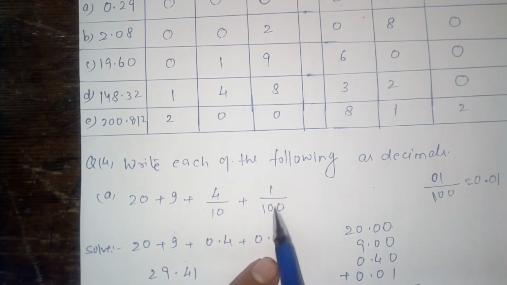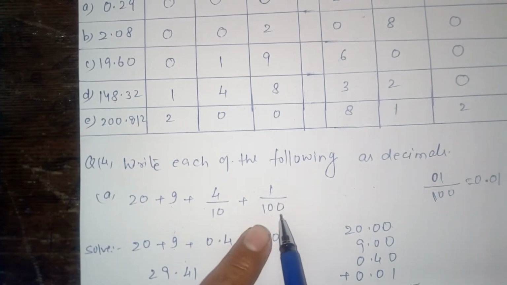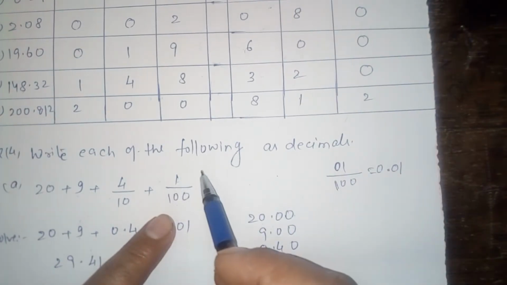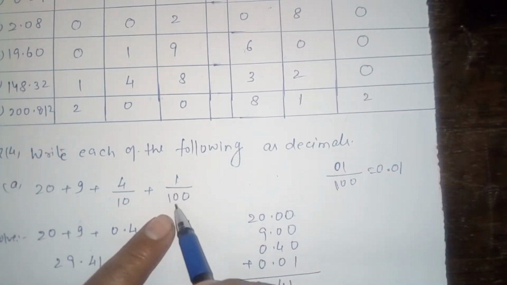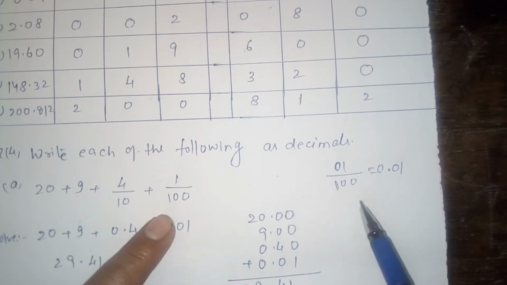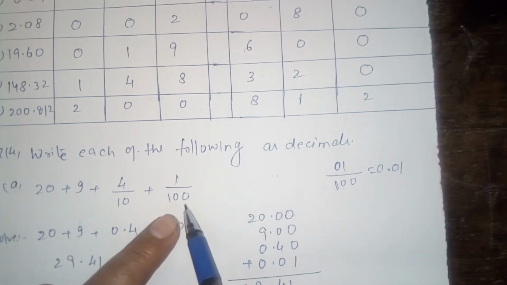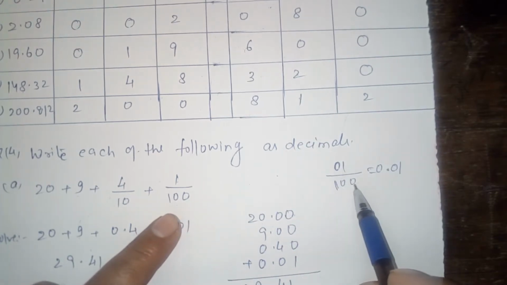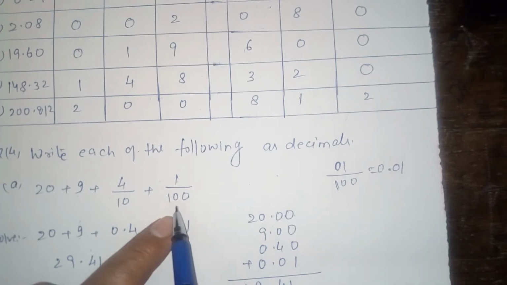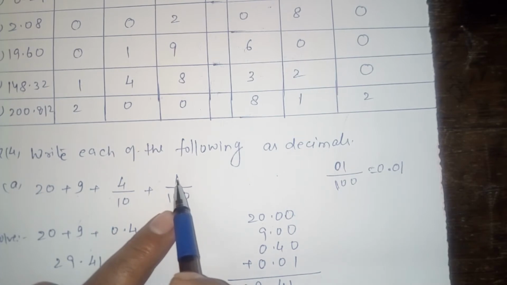Then after this, it is 1 upon 100. In 1 upon 100, 1 is the numerator and 100 is the denominator. In 100, the number of 0s is 2. But in the numerator there is only one digit.